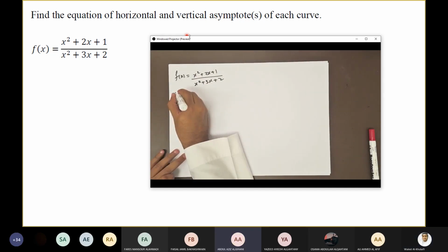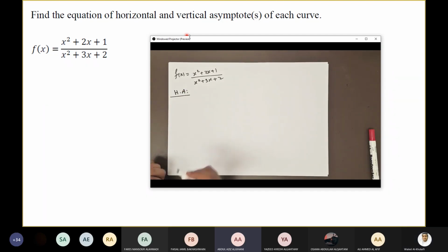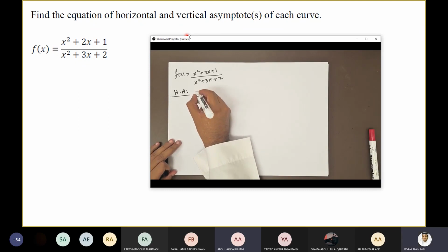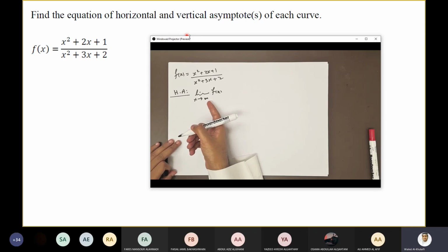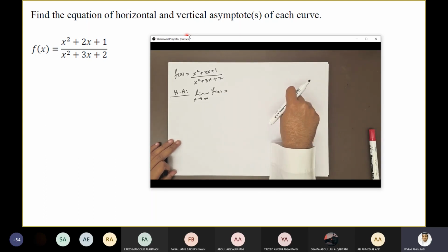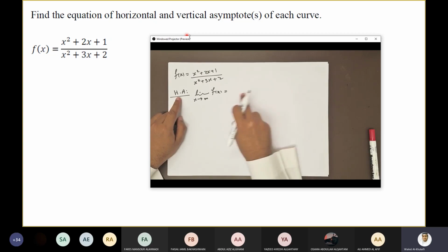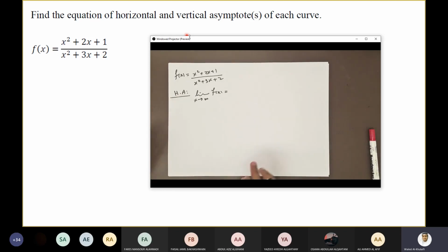I have the idea that we take the limit as x approaches infinity, so we divide by the highest power. So the main concept is to take the limit as x goes to infinity, and then another step, I will take the limit as x goes to negative infinity. Okay. So let's start with the limit as x goes to infinity of the function. If at the end I get a constant, then I have the horizontal asymptote. If at the end I get something that does not exist, for example, plus infinity or minus infinity, then I will say I don't have a horizontal asymptote.